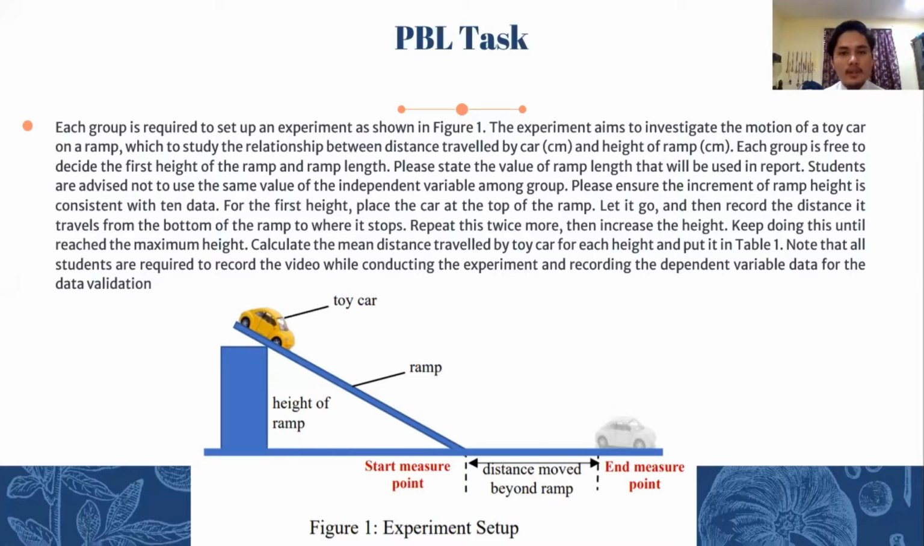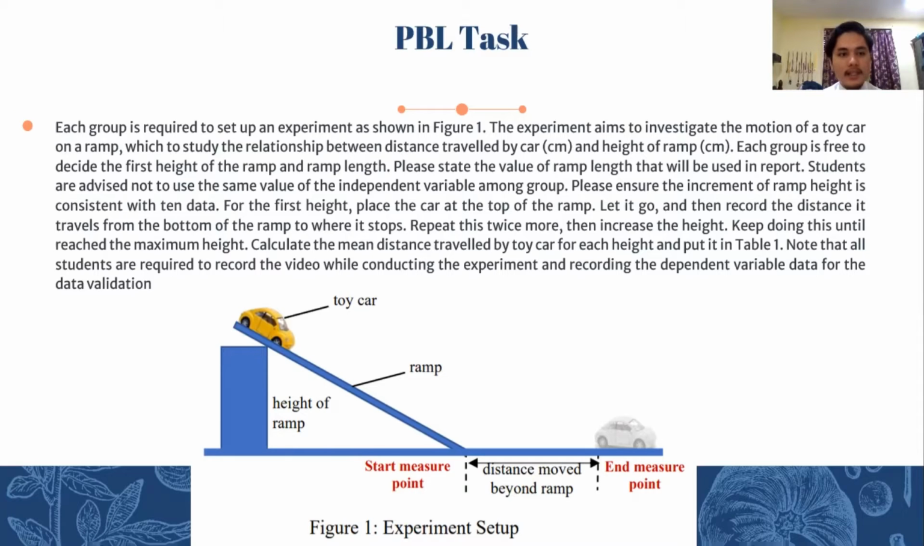For today, I would like to talk about the PBL task. The statement: each group is required to set up an experiment as shown in figure 1. The experiment aims to investigate the motion of a toy car on a ramp, to study the relationship between distance traveled by a car, in cm, and height of ramp, in cm.